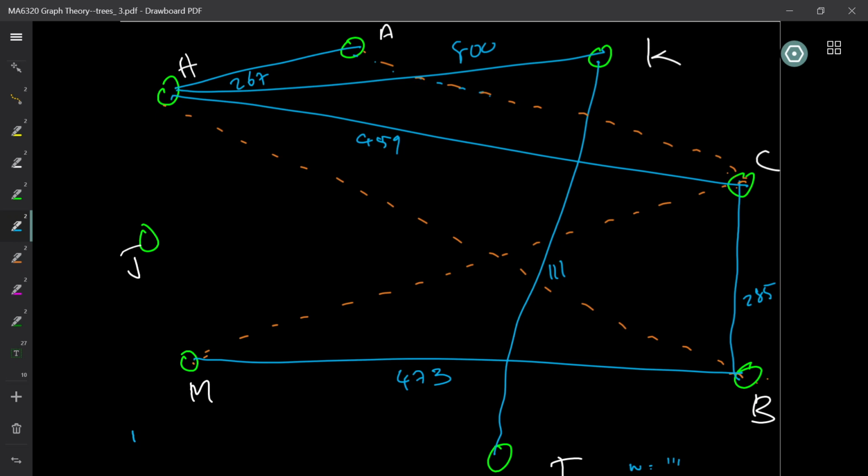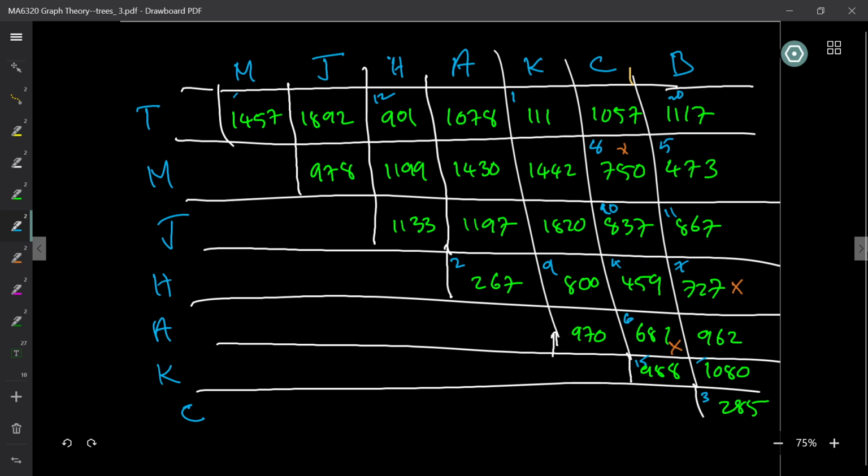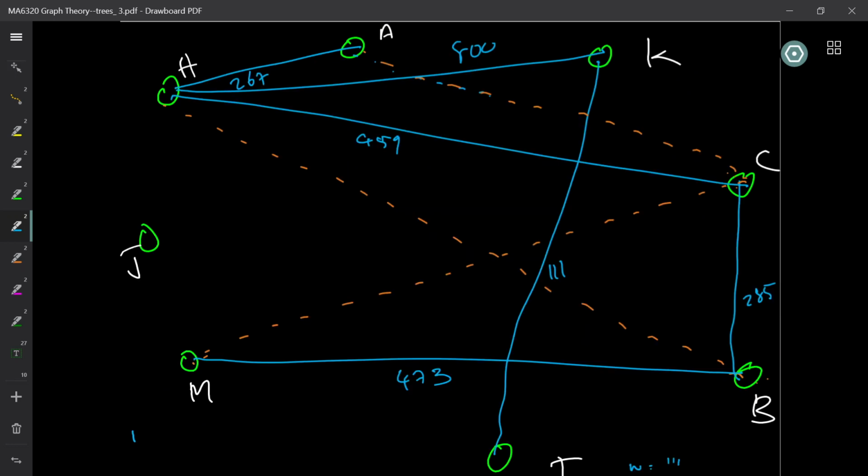This H, right? Then what do you have? You have 10, right? 10 is which is J and C, I believe. J and C. Yeah, so J and C I can add because it is two different components. So I add this 837. And then you already got a connected graph, right? So we can now stop, right?